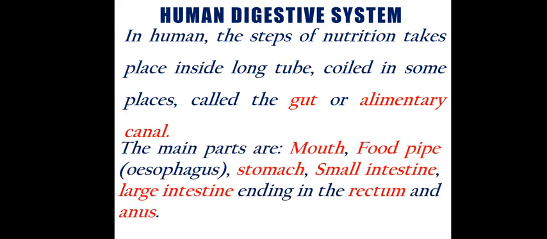This alimentary canal begins with the opening used for ingestion, that is known as the mouth. Then the mouth opens into the second part, the food pipe, also known as the esophagus. The food pipe opens into the stomach, then the small intestine, and the small intestine opens into the large intestine. The large intestine ends into the rectum, and the final opening is the anus, from where the undigested food or unwanted waste gets out of our body.